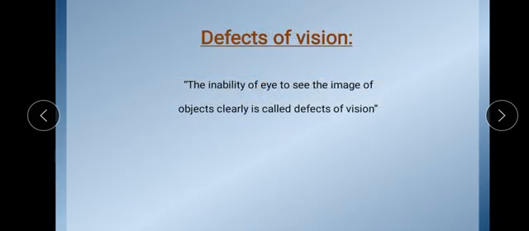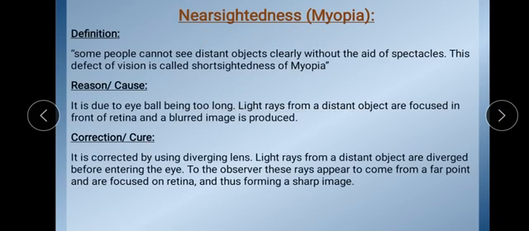Students, our next point is defects of vision. The inability of an eye to see the image of an object clearly is called defect of vision. You can say when an object is not clearly seen by the eye, then there is a defect in your eye. There are two types of defects. The first defect is nearsightedness, called myopia. Some people cannot see distant objects clearly without the aid of spectacles. This defect of vision is called short-sightedness or myopia.